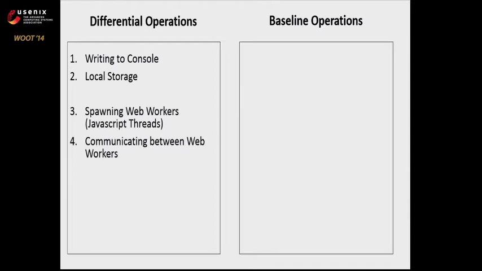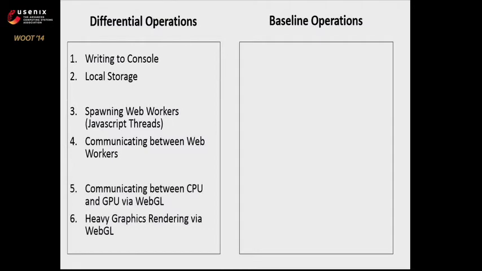And so for concreteness, our paper discusses the specifics of our differential and baseline operations in more detail. But we have 3 categories of differential operations, and we try 6. There was writing to console, and reading and writing from local storage. We tried thread work, so we spawned web workers, which are JavaScript threads. We measured context switching with JavaScript threads. We also measured the communication latency between the CPU and GPU, and tested the capacity of the graphics card by rendering complex graphics. And for all 6 of these differential operations, we paired them with one of 2 baseline operations to create our red pills.